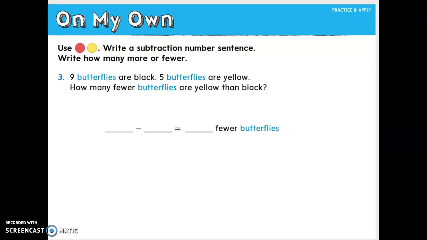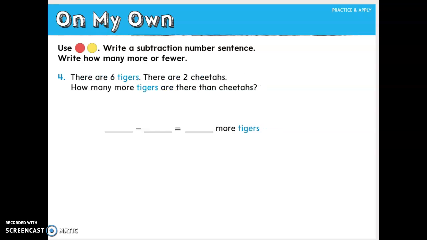All right, so on number 3 it says 9 butterflies are black, 5 butterflies are yellow. How many fewer butterflies are yellow than black? So go ahead and take 9, take away 5, and you will find out how many fewer butterflies there are. Okay, so here we are on number 4. There are 6 tigers. There are 2 cheetahs. How many more tigers are there than cheetahs? So your subtraction sentence will say 6 take away 2 equals how many more tigers there are.